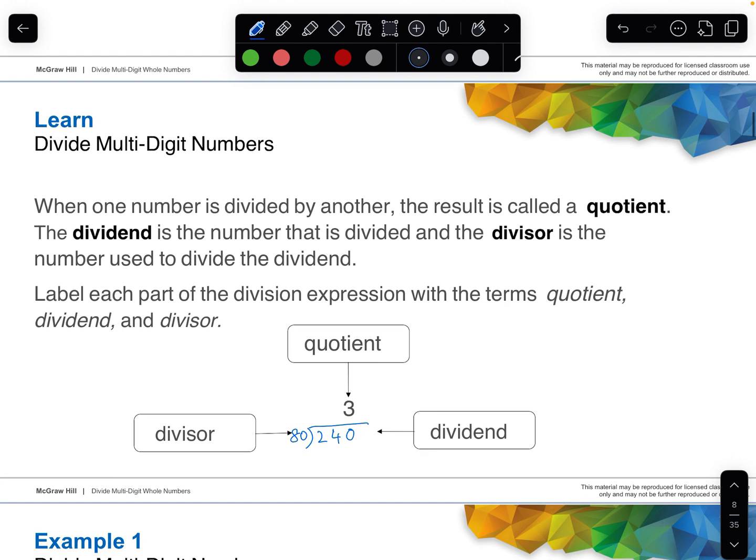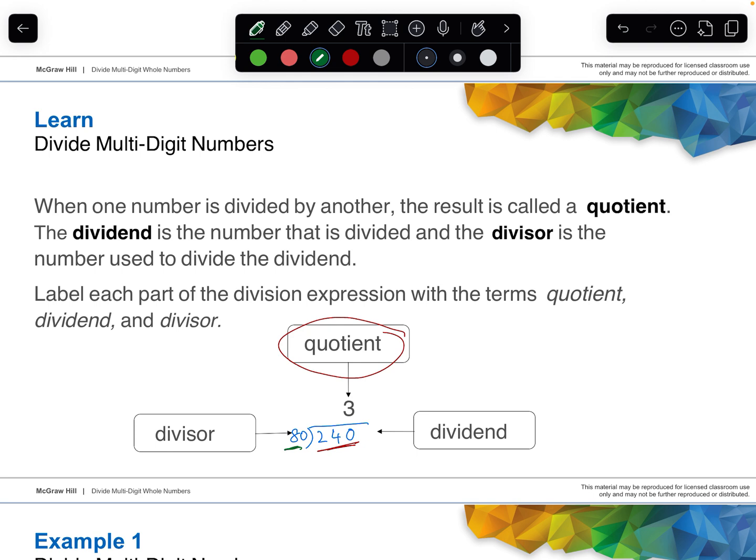Okay, so when one number is divided by another, the result is called the quotient. The dividend is the number that gets divided. The divisor is the number that we use to divide the dividend. So in our expression where we have 240 divided by 80, which gives us an answer of 3, the answer 3 is our quotient. The number 240, which is the number that gets divided, is our dividend. And the number 80, which is the number that divides 240 into 3 parts, is our divisor.